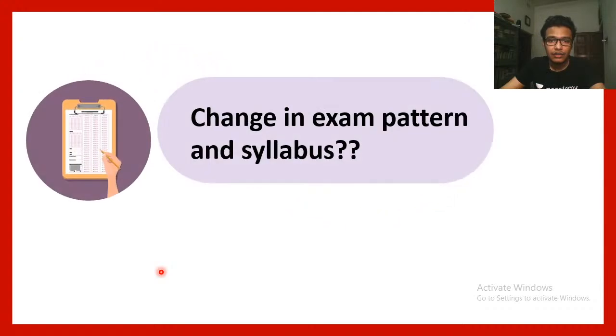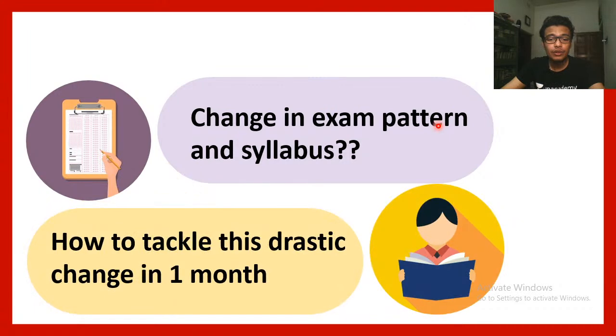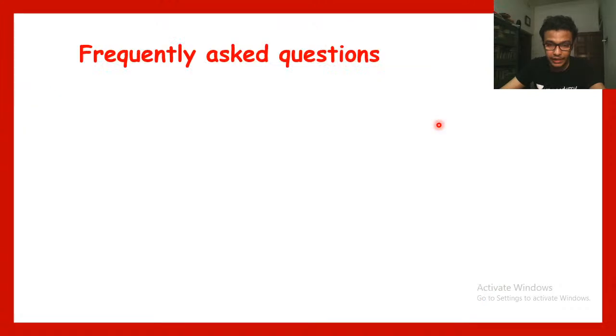So let's start. What we are going to learn today is the change in exam pattern. It's very important. How much the change is, we need to understand. देखना पड़ेगा कि कितना change है, और इतना change से हमको कोई फर्क पड़ता है कि नहीं, वो भी देखना पड़ेगा. And ultimately we are going to learn how we can crack this exam and tackle this dramatic change within 1 month and still ace the exam. So these are the two main focuses of today's topic, okay?